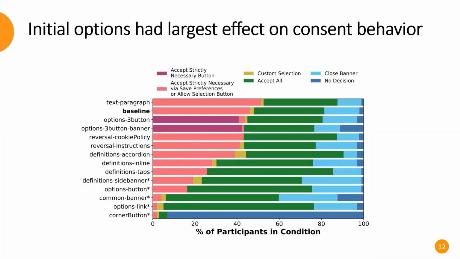So what I want to highlight is that in those conditions where the only initial option was to accept all cookies, users were generally, as you may expect, much less likely to make a decision other than accepting all cookies. So overwhelmingly in these conditions where you only had the option to accept all cookies on the initial screen, people are only accepting all cookies. So this has a strong impact on user behavior.